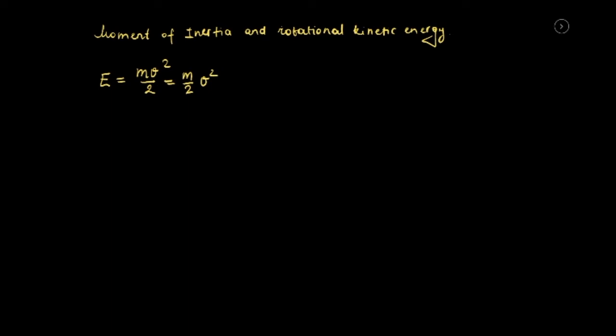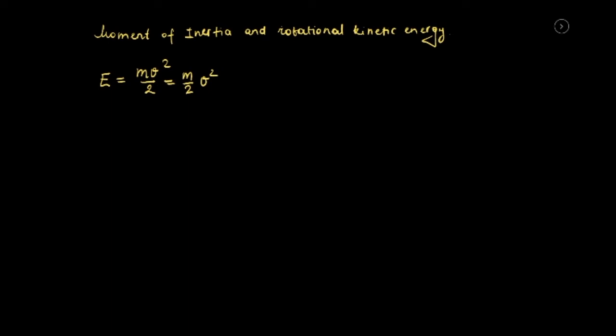However, for a rotating rigid body, it is complicated. We cannot write the rotational kinetic energy in this form. Why? Because for a rotating rigid body, every point of this object has a different velocity. So from point to point, v changes, and to write kinetic energy in terms of v is a little bit complicated.